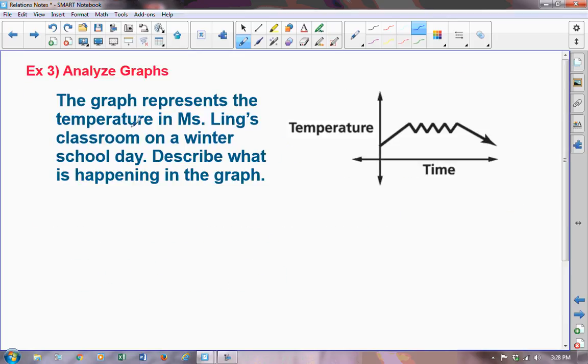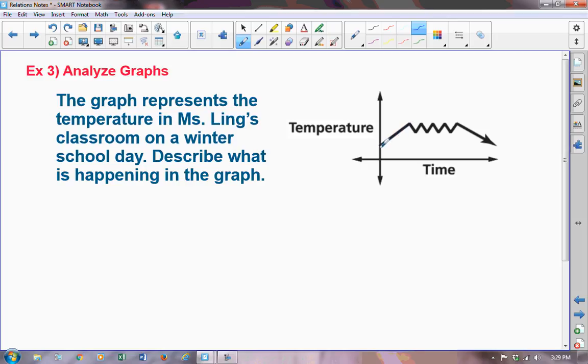The last thing we're going to look at is analyzing graphs. This graph here to the right represents the temperature in Miss Ling's classroom on a winter school day, and it describes what's happening. Well, here's the beginning of the day, and I don't know about you, but when I get up in the morning, first thing we do in the winter is we turn our heat up, so the temperature increases. So I think about that in the classroom.